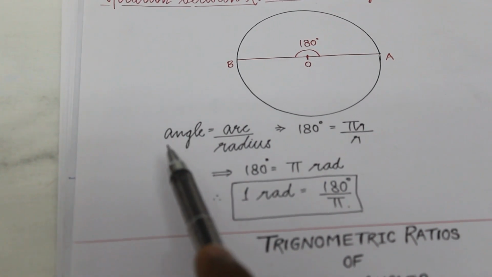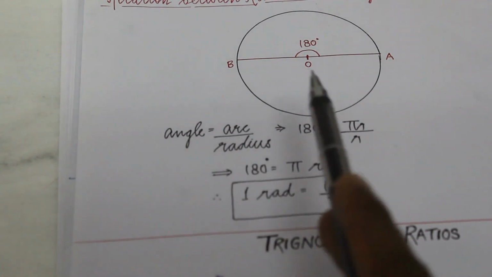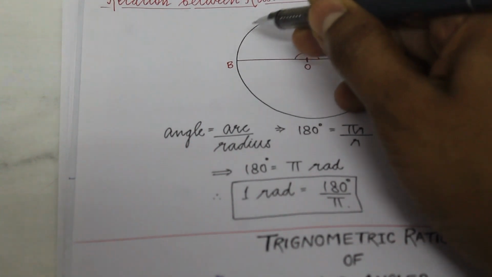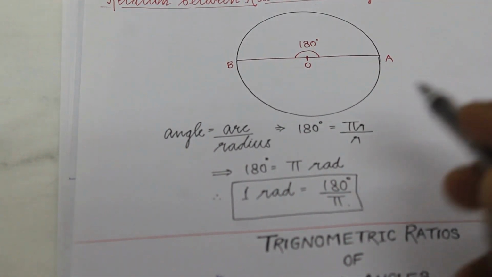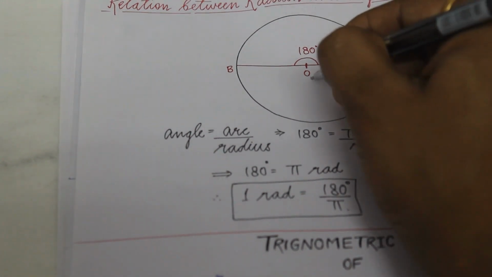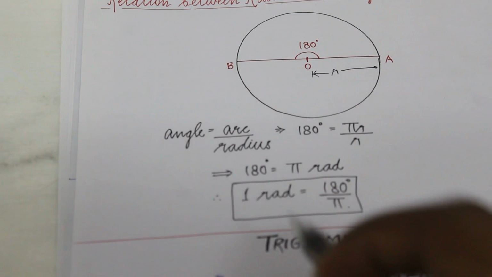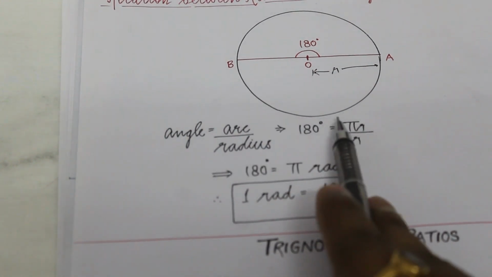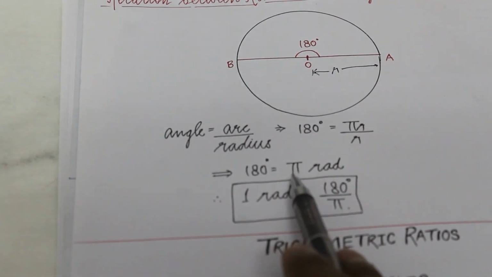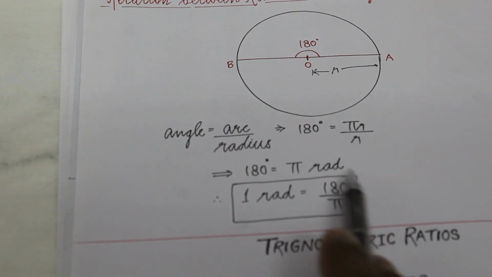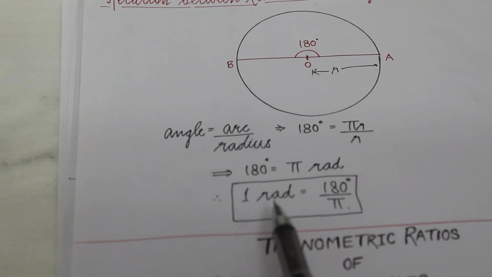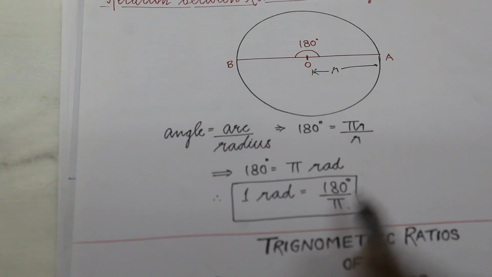Now as we know, angle is equal to arc upon radius. So here the angle covered is 180 degree. Arc will be equal to the circumference of a semicircle. So that will be equal to pi r. We are considering the radius to be r. So angle 180 degree, arc will be pi r and radius r. So cancelling we get 180 degree is equal to pi radian, or you can say 1 radian is equal to 180 degree upon pi. So this is the relation between radian and degree.